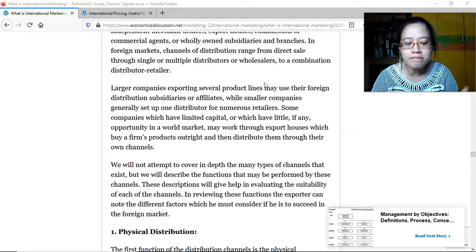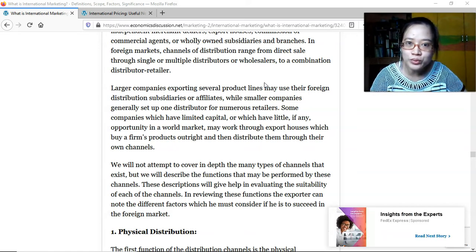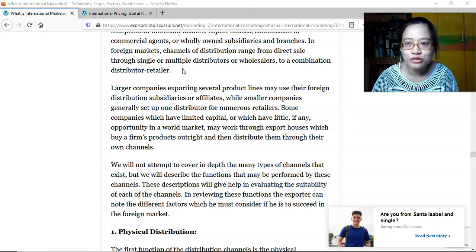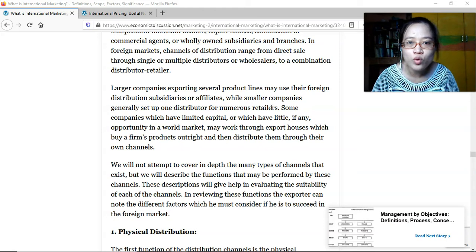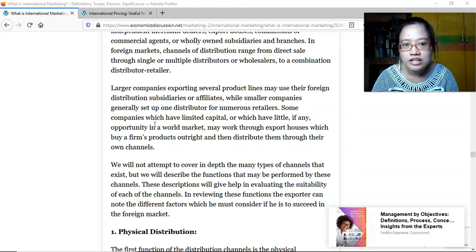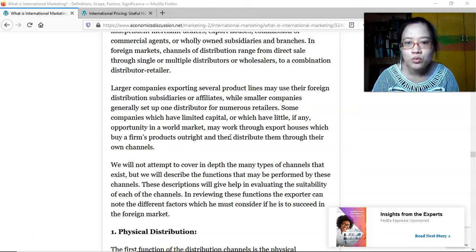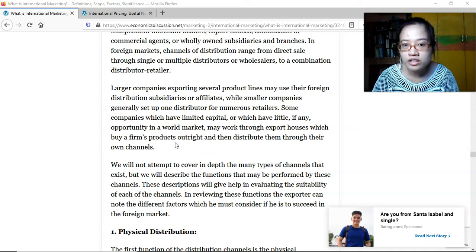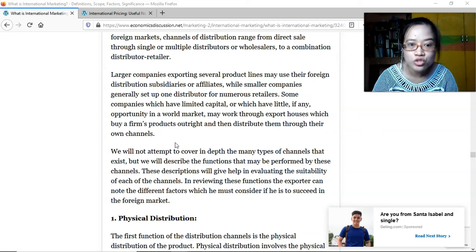Some manufacturers would like their products to be bought by wholesalers, and then they would leave it to the wholesalers to sell it to retailers. But it could also be a combination of wholesale and retail. Larger companies exporting several product lines may use their foreign distribution subsidiaries or affiliates, while smaller companies generally set up one distributor for numerous retailers. Some companies which have limited capital may work through export houses which buy a firm's products outright and then distribute them through their own channels.